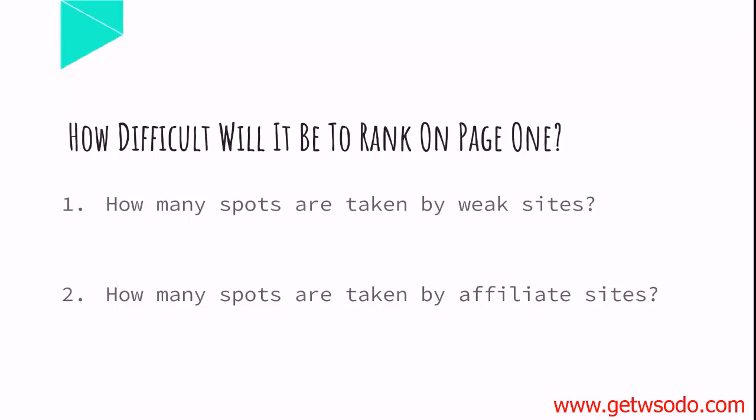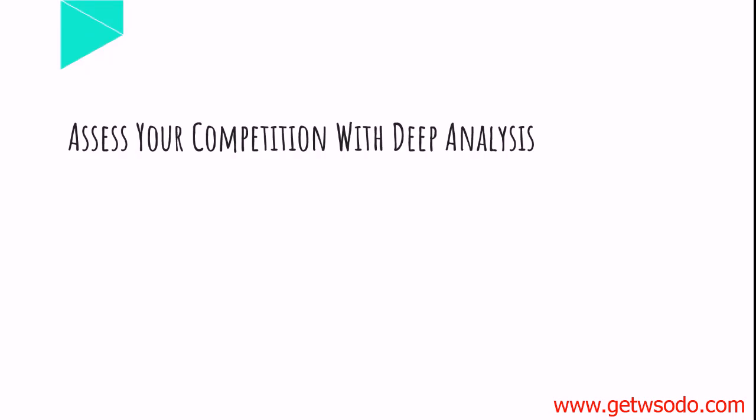For instance, if you look over page 1, and out of the 10 spots that are available, 6 of those meet your criteria, then 60% of page 1 is up for grabs for you. The higher the number of opportunity spots, then the greater your chance of ranking. Of course, that's only part of determining the difficulty that you'll have. You need to actually assess your competition with a deep analysis.